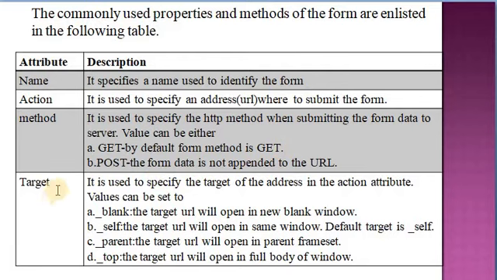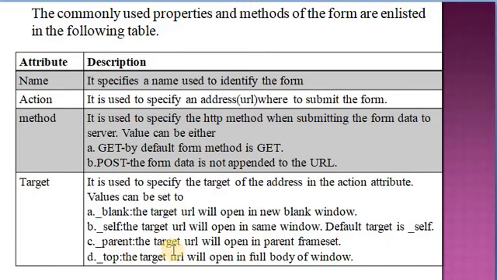Next is the target attribute. The target attribute is used to specify the target of an address in the action attribute, and values can be set to: first, _blank. The target URL will open in a new blank window. Next is _self. The target URL will open in the same window. The default target is _self.